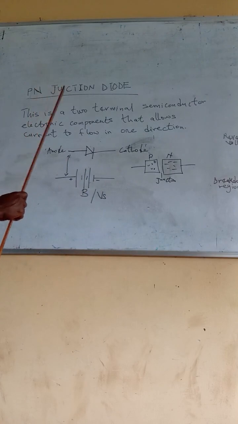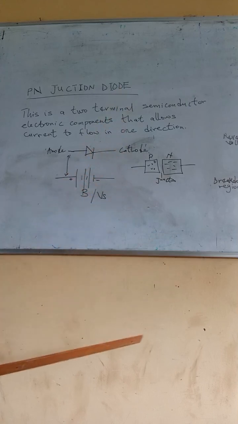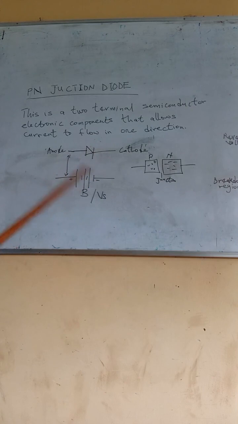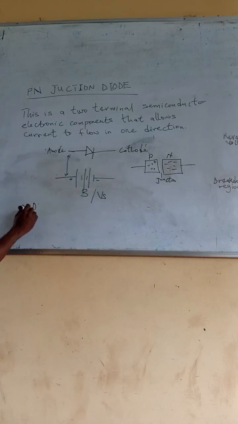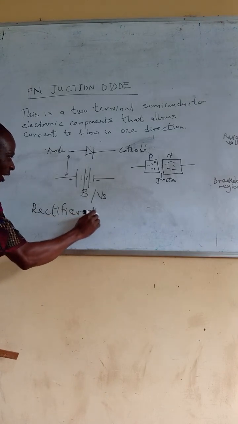This PN junction will allow current to flow in one direction in forward bias condition, and that's what makes it useful for our rectifier. So we normally use it for rectification. That's the major application of the PN junction diode, rectification. That's why people sometimes call it a rectifier diode. Rectifier diode, that's another name.